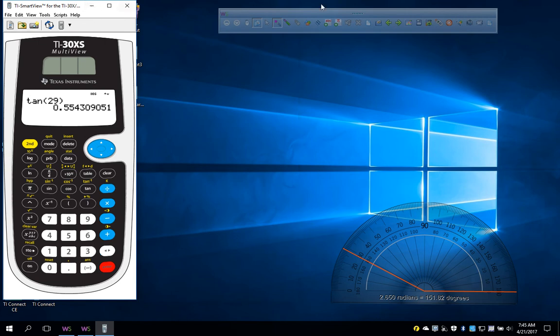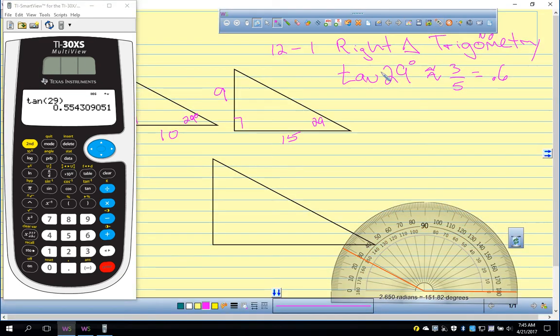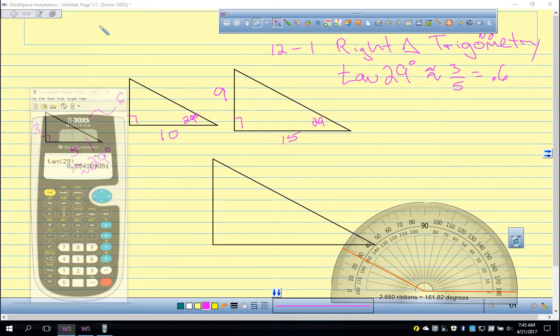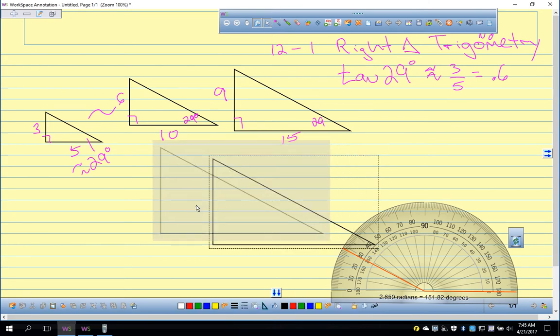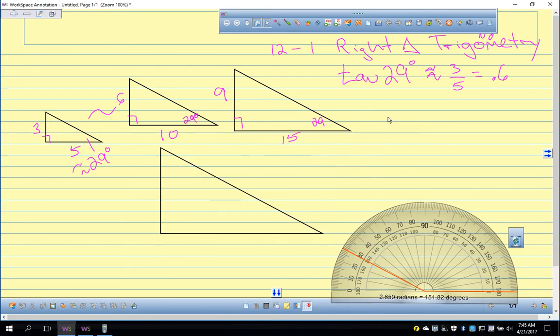That means, going back to our picture over here, that when this ratio is about 0.6, this angle over here is going to be 29 degrees, okay? So someone a long time ago, I'm not exactly sure of the algorithm that they used to figure this out, but they said, okay, when this ratio is 6 to 10 or 3 to 5, this angle is always going to be something.